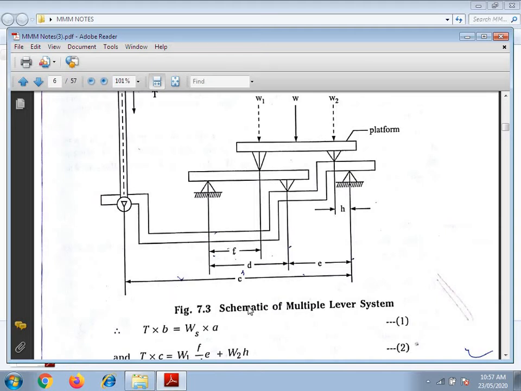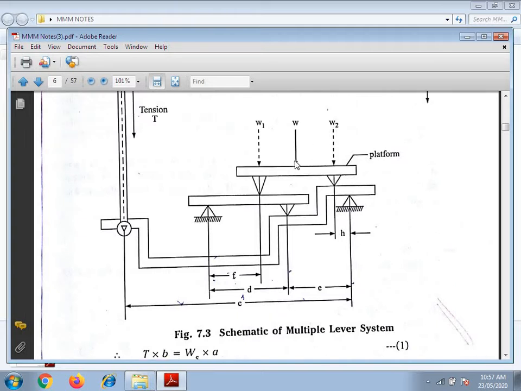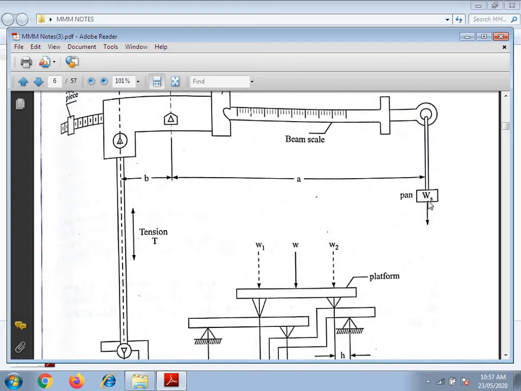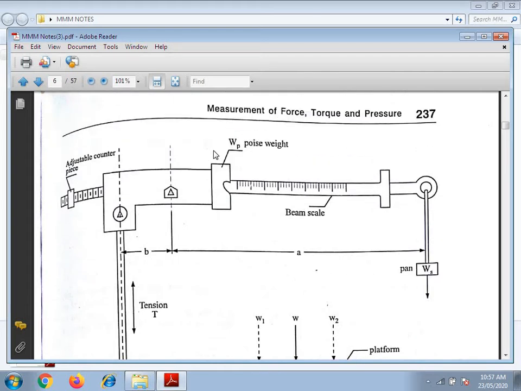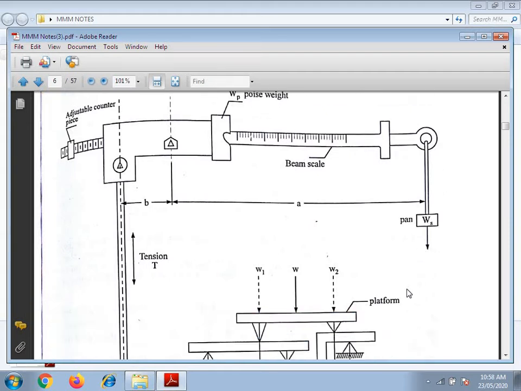So the notation you can take anything. So it is left to you. But this is the W weight. Okay, W1, W2. Actual weight W is this one. Then, in terms of two smaller weights, WP and WS. WP is poise weight. WP is weight of poise. WS is weight of fan.